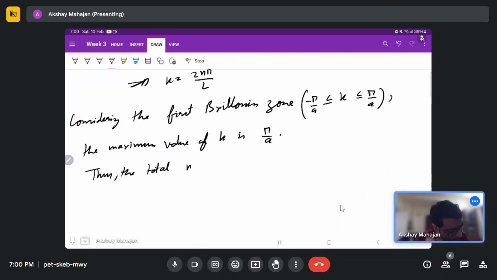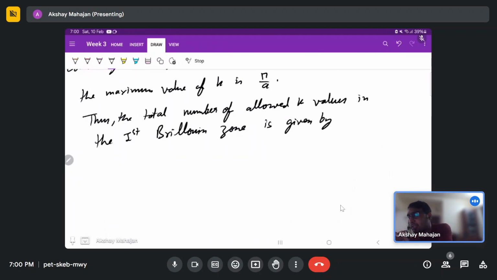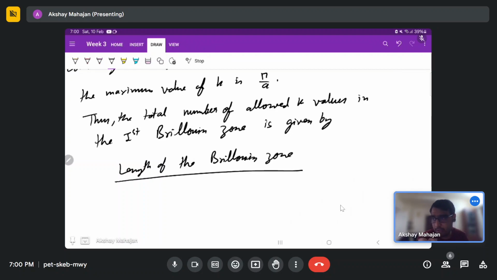So the total number of allowed k values in the first Brillouin zone is given by the length of the Brillouin zone divided by the length of each allowed k state.